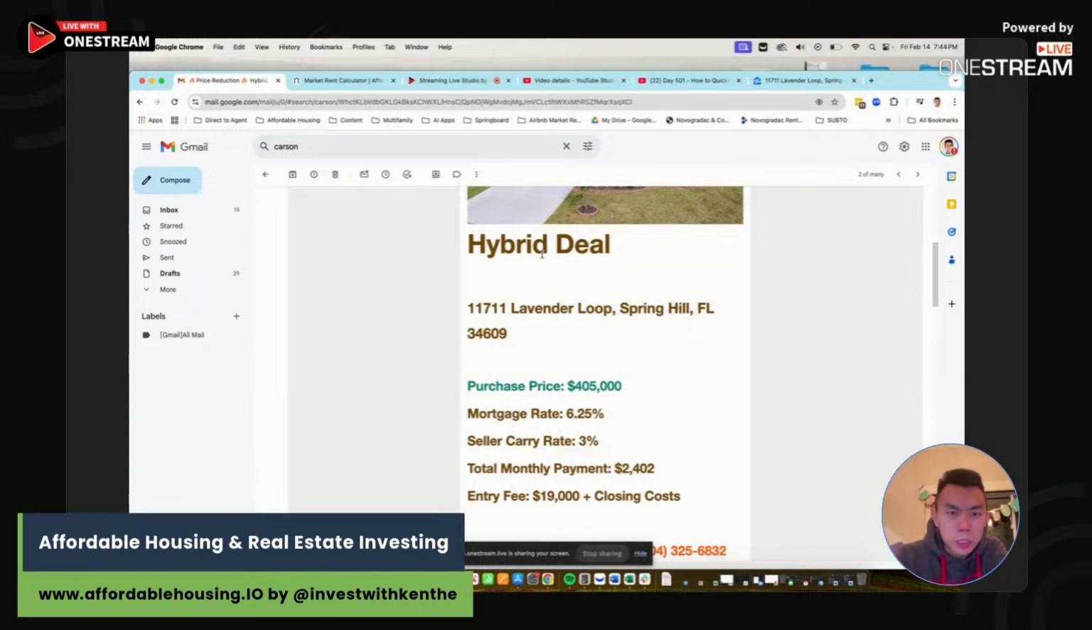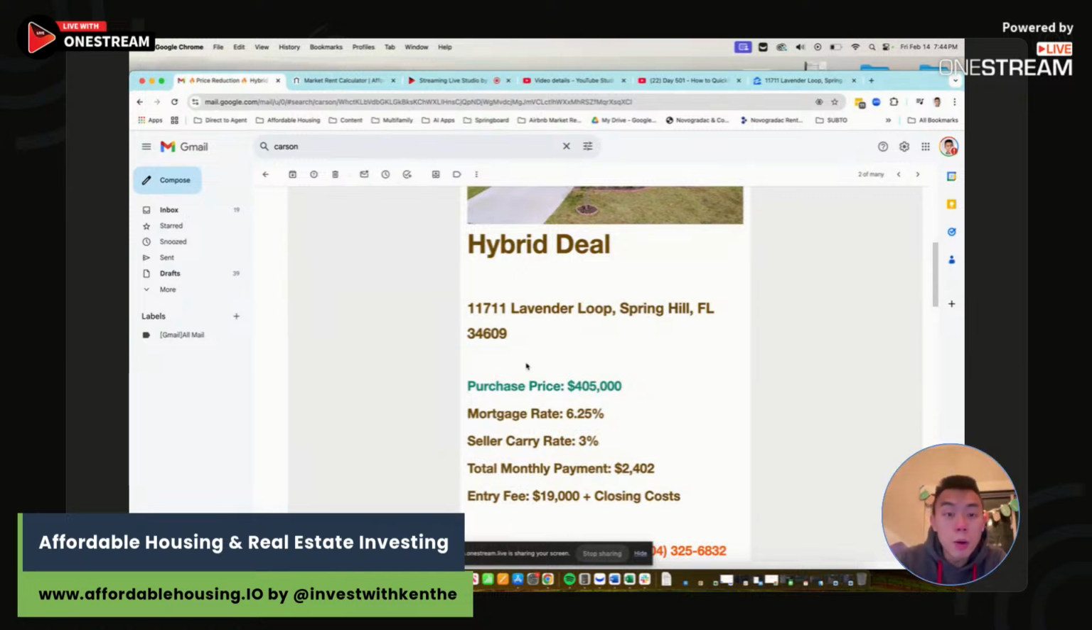Now, a subject-to hybrid deal, just to get everybody into the concept, is when you are buying a property subject to the existing financing, which means you're buying and owning the property, but you're taking over the underlying payments without having to go get another loan to pay off the old loan.